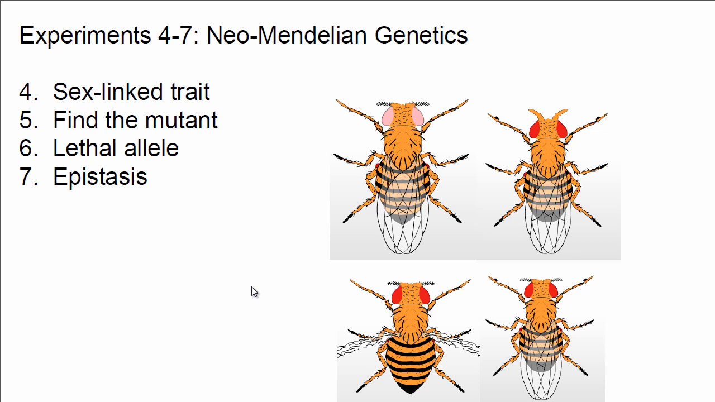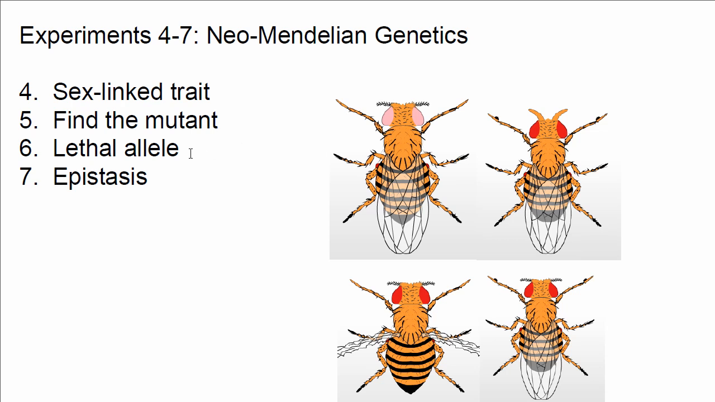The first will be a sex-linked trait, where you'll be crossing a white-eyed fly with the wild-type red-eyed fly. In experiment number 5, you'll be finding a mutant, so you'll be using trial and error to try to find a mutation that is inherited like sepia eye, like the simple Mendelian trait.